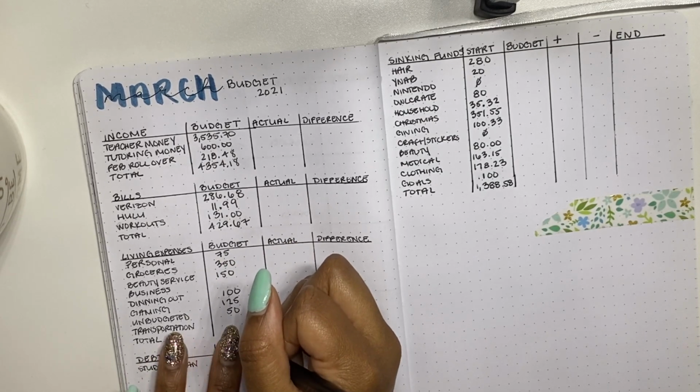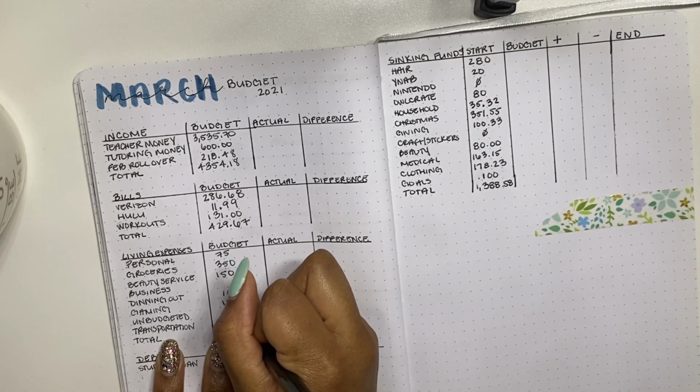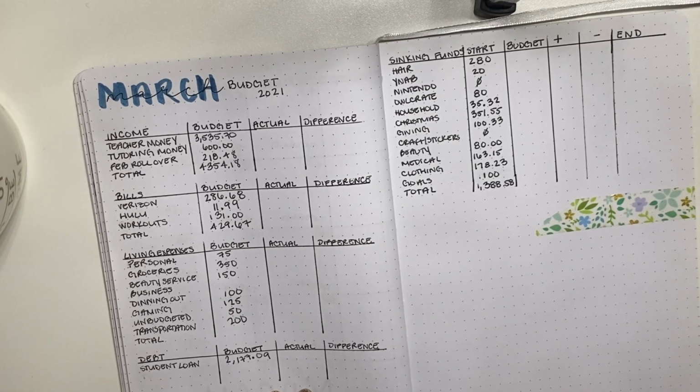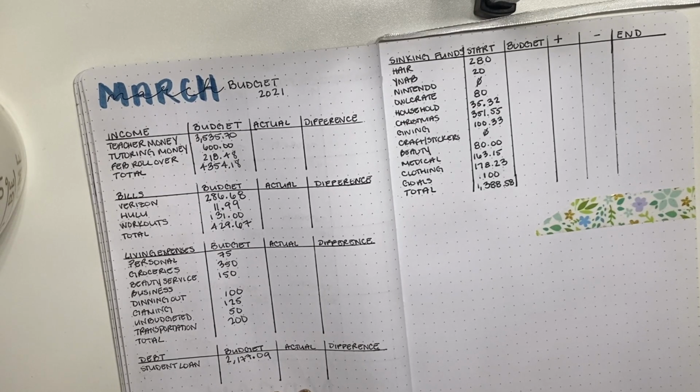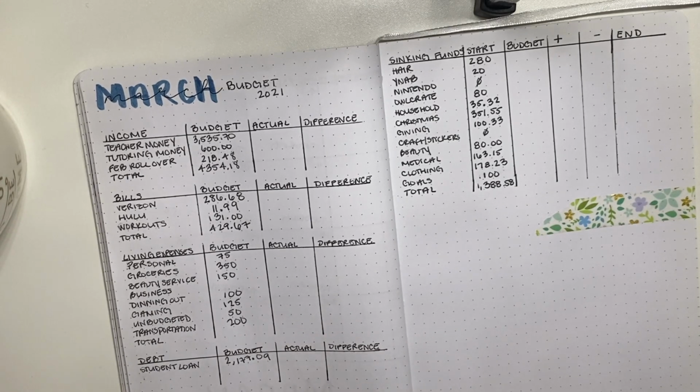And then transportation, 200. Okay. Business is usually 200. I like to throw another extra $100 to it. But I don't know if that's going to give me the debt budget.